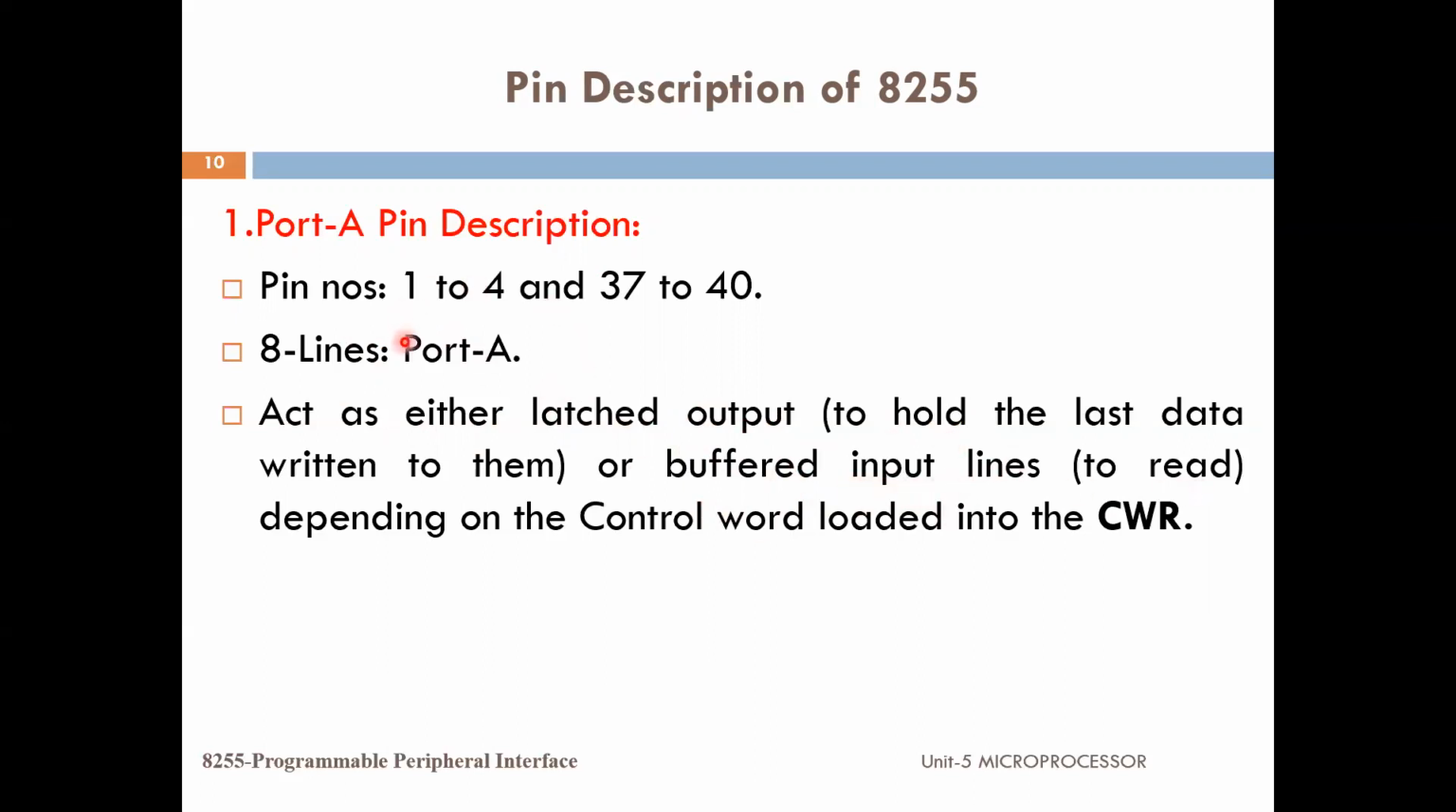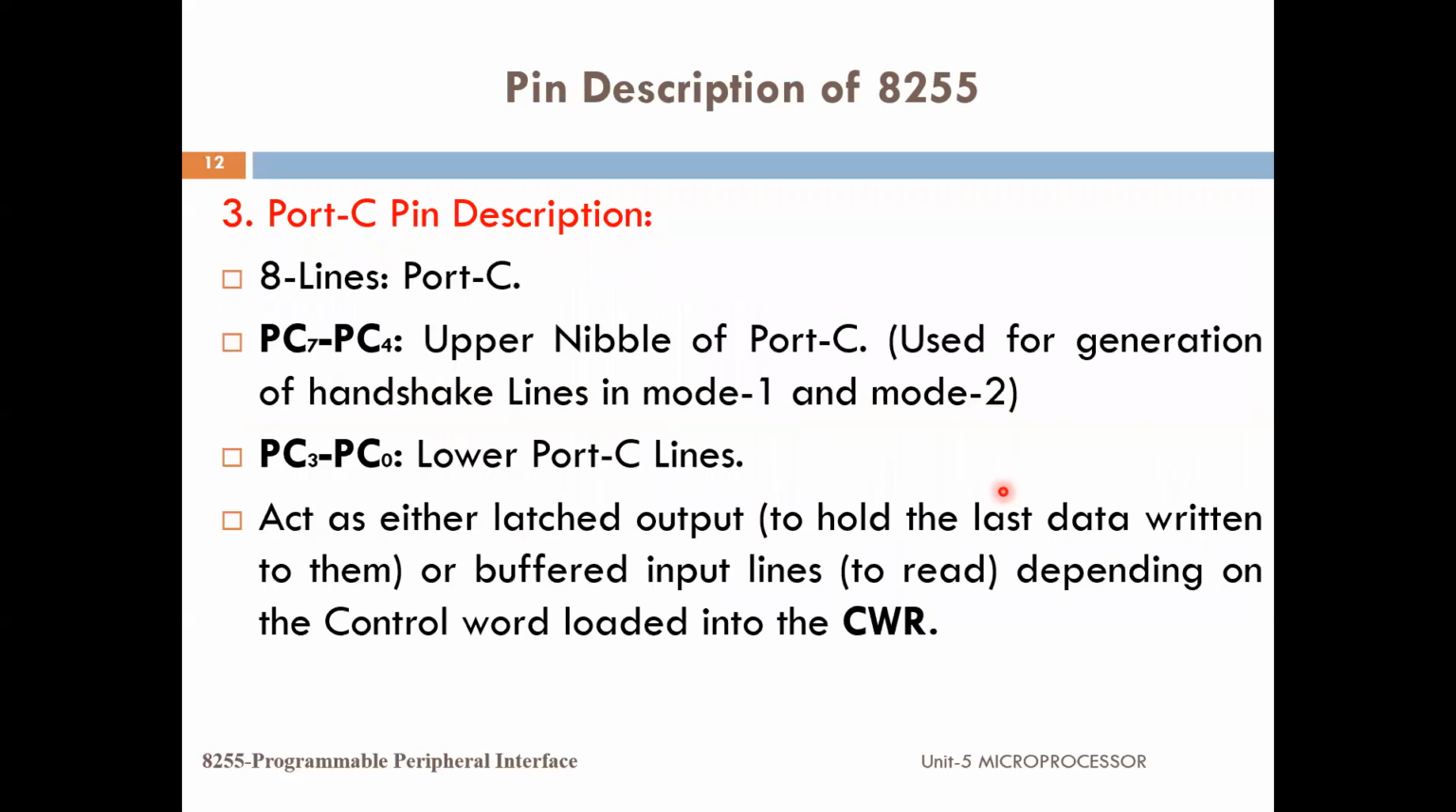So all the ports, whether it is port A, B, or C, can be used as latched output and buffer input lines, and it depends on the control word that is loaded into the control word register. Similarly, we have port B. It also has 8 lines, with pin numbers 18 to 25. It also acts as either latched output or buffer input lines.